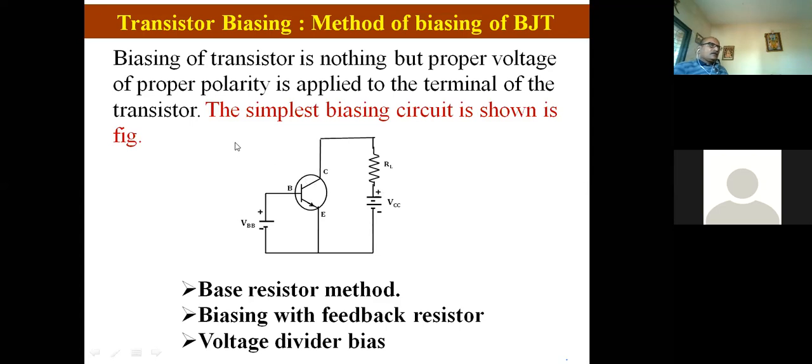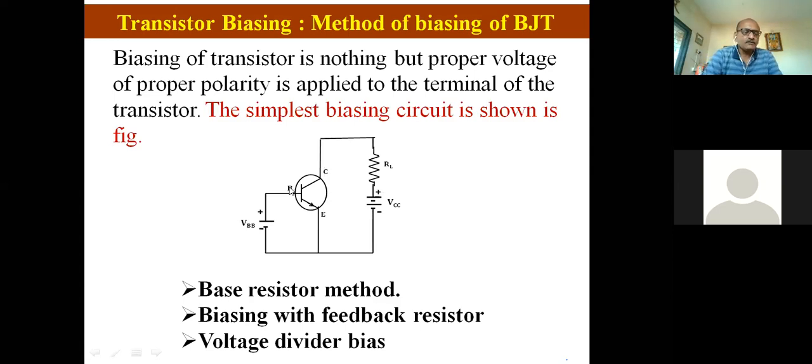And here we can study the simplest biasing circuit, that is, the emitter junction forward biased. How can we make the emitter junction forward biased? By using this battery supply, we can make the emitter junction forward biased. This is the NPN transistor. The emitter region is N region, the base region is P region, the collector region is N region.